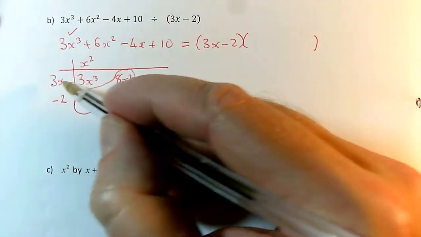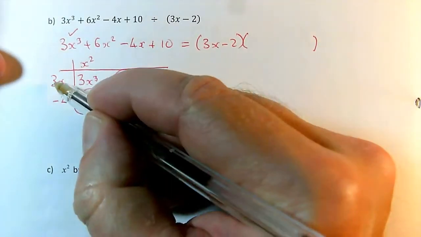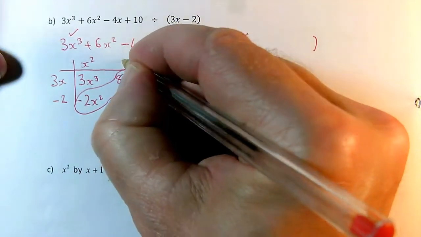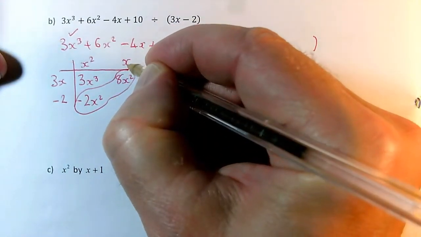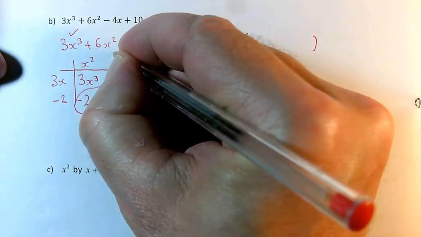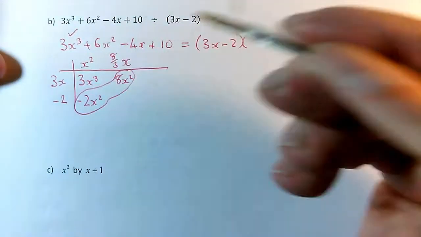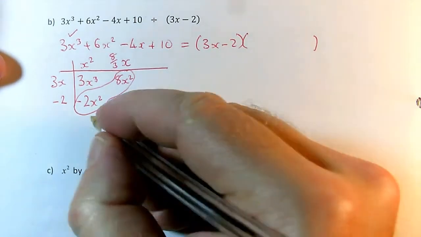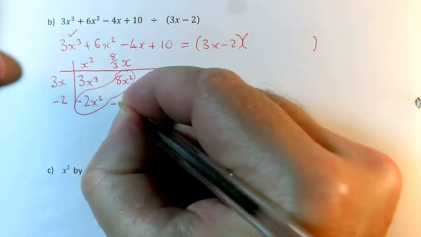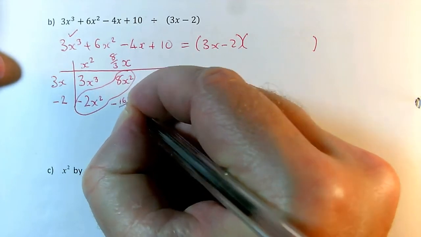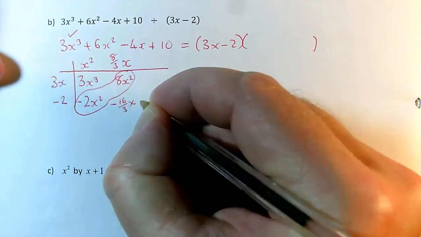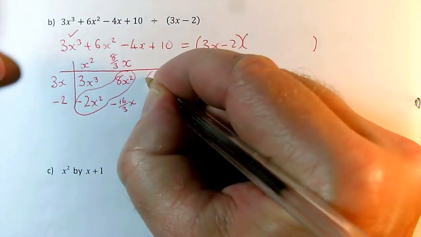Okay, so how do I make an 8x squared by doing 3x times something? Well, it's going to have a fraction in it. It's going to have to be 8/3 of an x. And if I do minus 2 times 8/3 of an x, then I'm going to get down here minus 16/3 of an x.